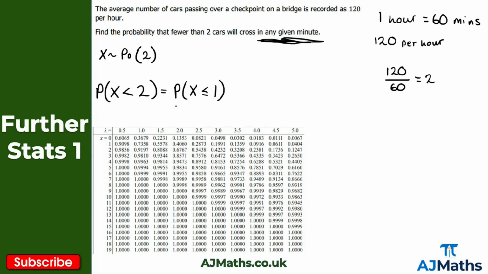Because once we've got it in this form, we can just use our table. So our parameter is 2 here, so we're in this column. And our value of x is 1. So we just go across 1 here, and we get to this value. Like we can see, we get 0.4060. So we get 0.406 to 3 significant figures. And there we have it.